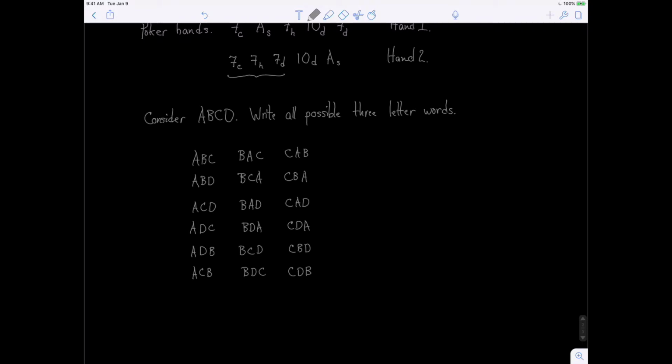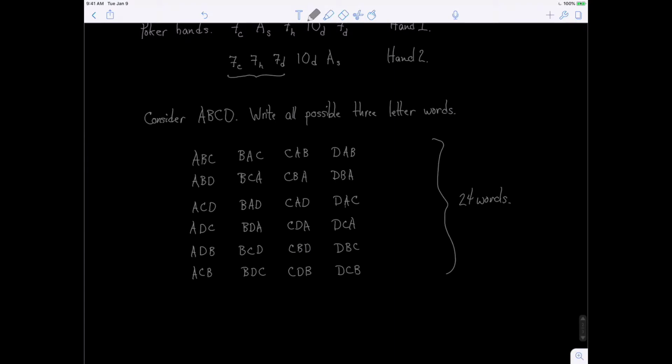And finally, let's start with D's. How many ones with D's? Well, I have D, A, B. I can switch those for a D, B, A. I have D, A, C, D, C, A, D, B, C, and finally, D, C, B. Now, if I count all those up, notice that there's 24 words.